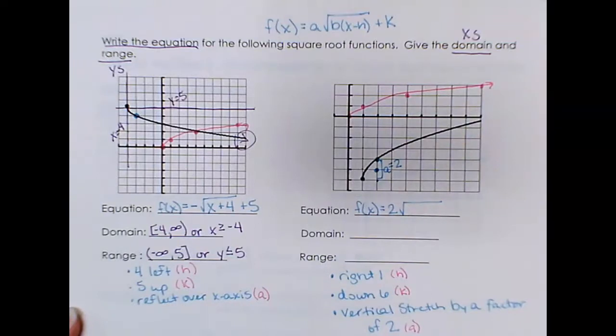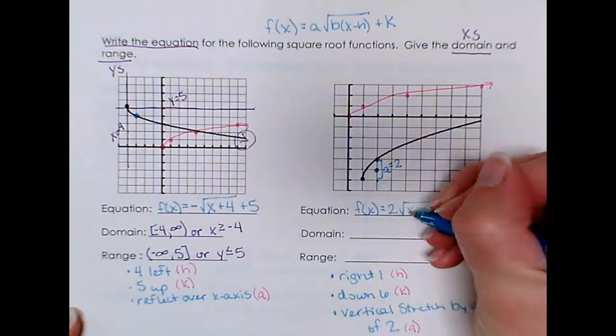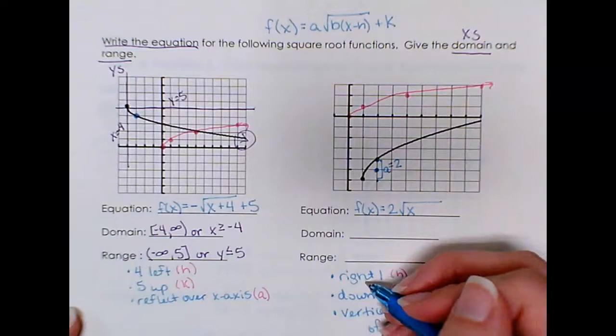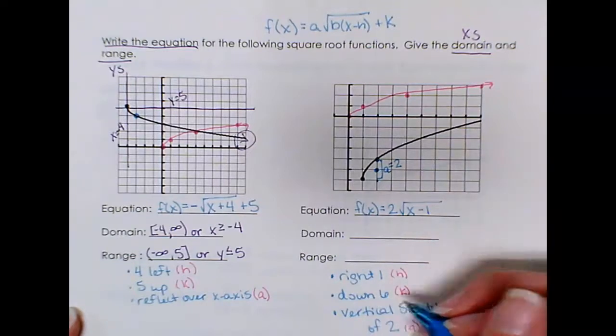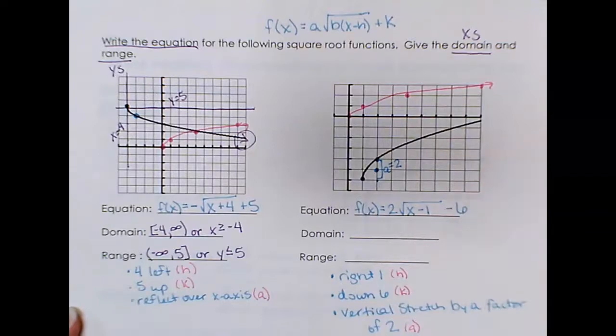There's no b value that I know of other than 1, so we're going to start out with x. If I shift to the right 1, that's minus 1 inside the radical, and if I go down 6, that's minus 6 outside of the radical.